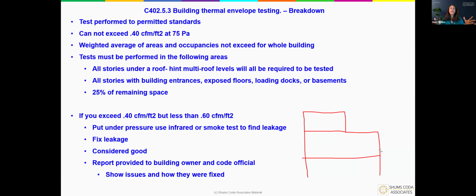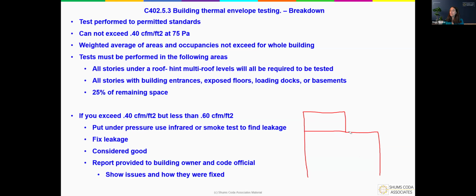floor or story that happens to have a building entrance, or has exposed floor, has loading docks, or is a basement will be required to be on test. So if by chance you had on this side that this is where your grade is and a building entrance is here, then this would be the floor there. But if you had a building entrance here and the grade is down here and you have a building entrance down here, you now have two floors that may be required to be on test just because you have building entrances there.